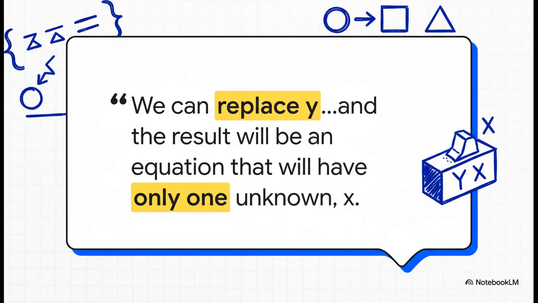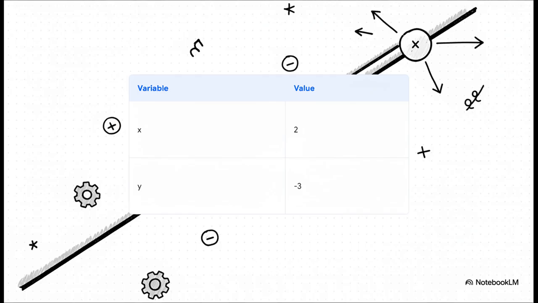We're going to take that expression, minus 2x plus 1, and swap it in for the y in that first equation. And just like that, poof, the y variable is gone, and now we've just got x's left to deal with. So after we do that substitution and work through the algebra, we find out that x equals 2. But wait, we're not done. We have to find y.